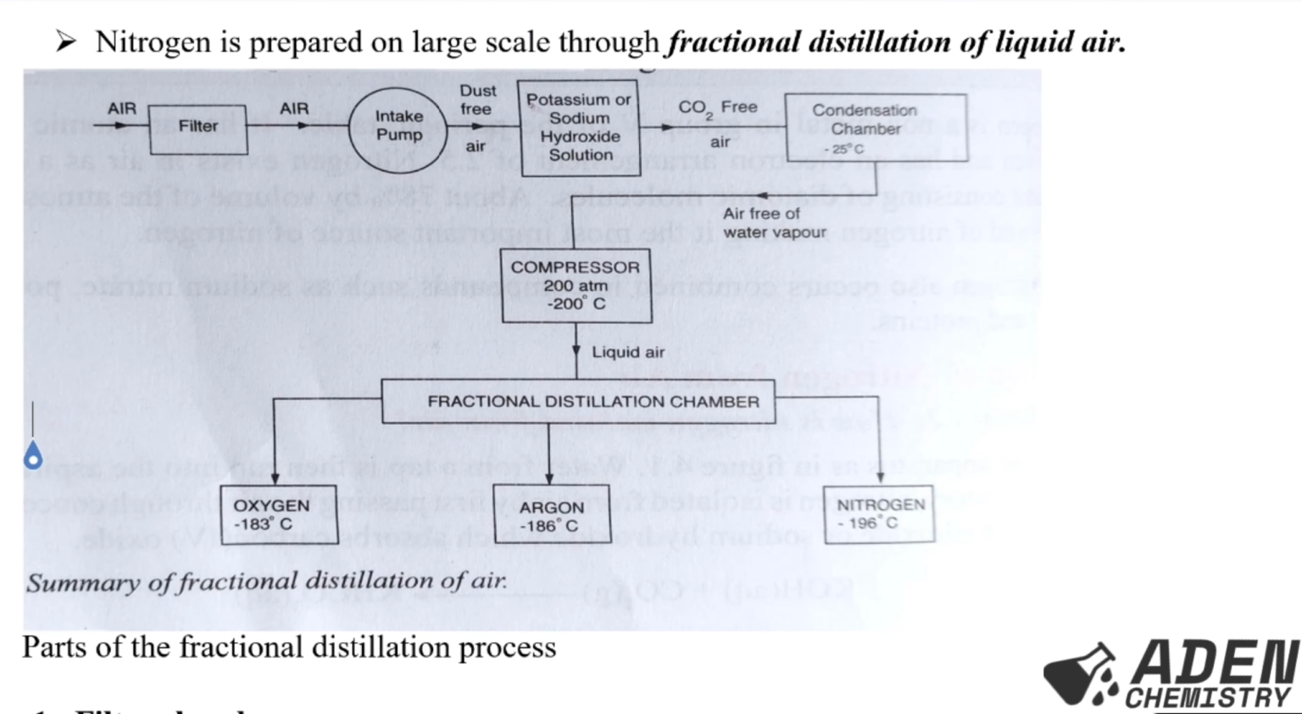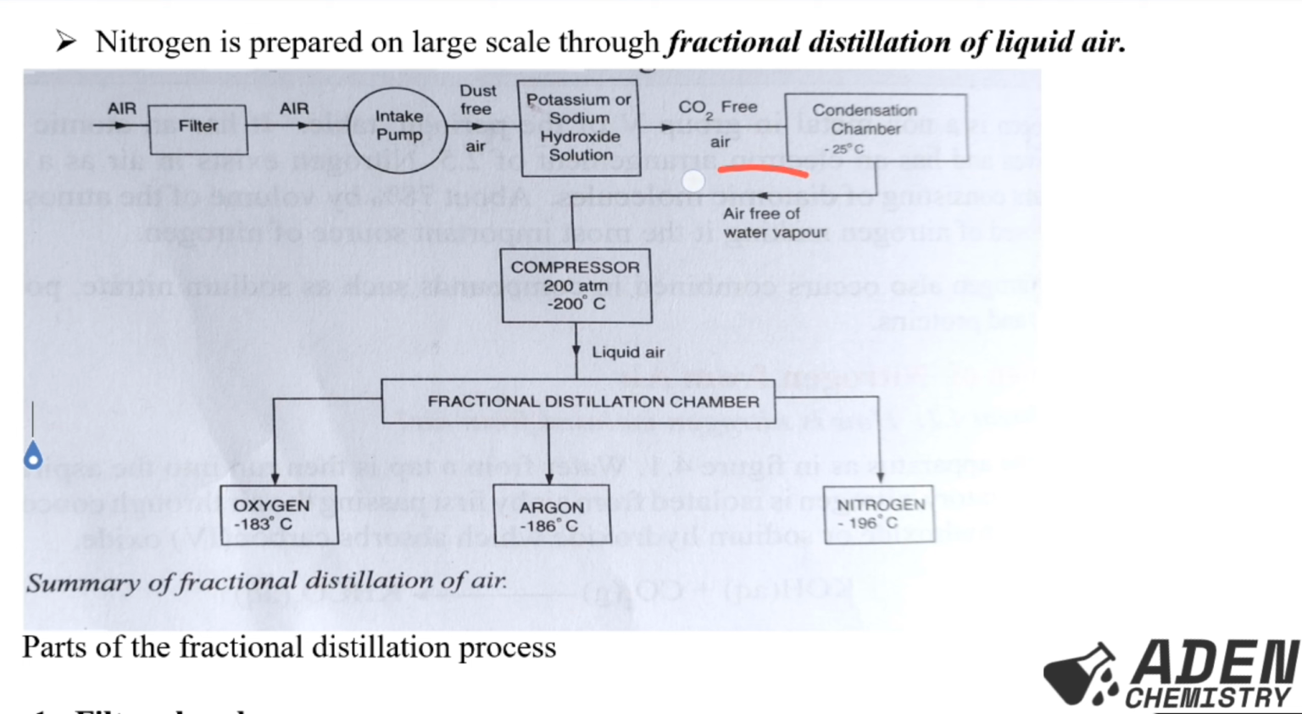First of all, we have our air here, and it will be passed through air filters to remove dust. The dust-free air is passed through concentrated potassium hydroxide solution or sodium hydroxide solution in order to remove carbon dioxide from the air. So air free from dust particles and carbon dioxide is passed through the cooler chamber, also known as the condensation chamber, at a temperature of negative 25 degrees Celsius, to remove the water vapor.